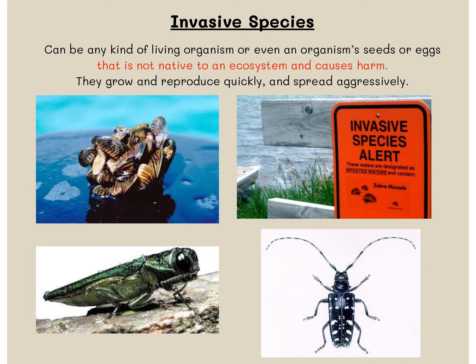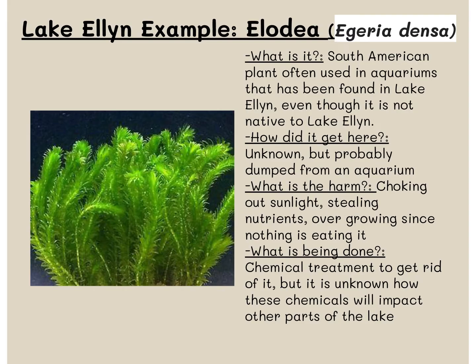Right now, I am on slide 40, which I know we already went over, but I want to refresh your memory as to what an invasive species is. Remember, an invasive species is a living organism that is not native to an area and is causing an ecosystem harm. Remember, invasive species grow extremely rapidly, they reproduce very quickly, and they spread aggressively, harming the native species in that ecosystem. Okay, let's go to the next slide.